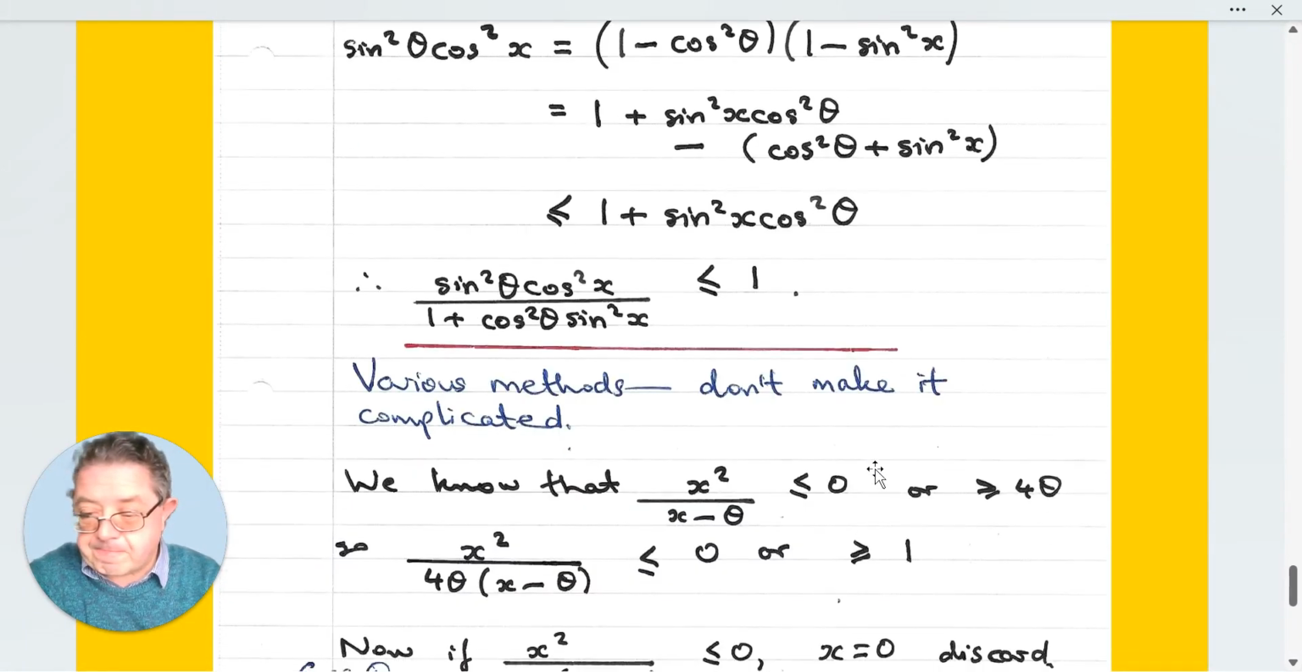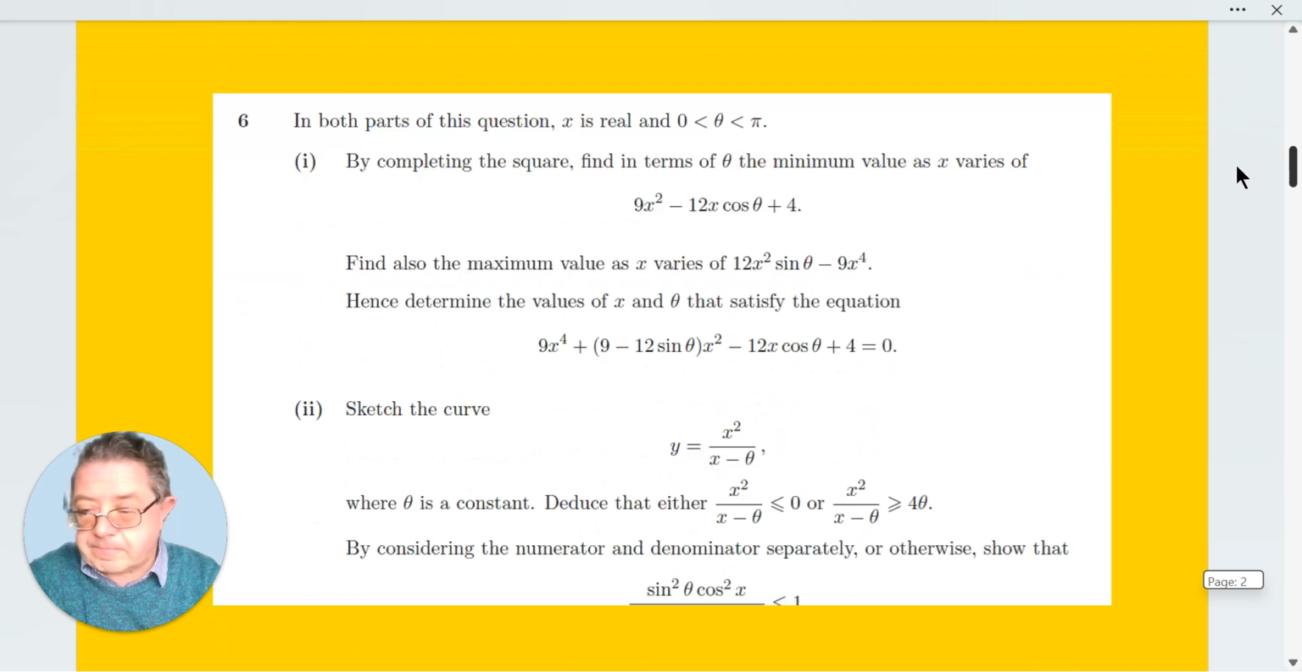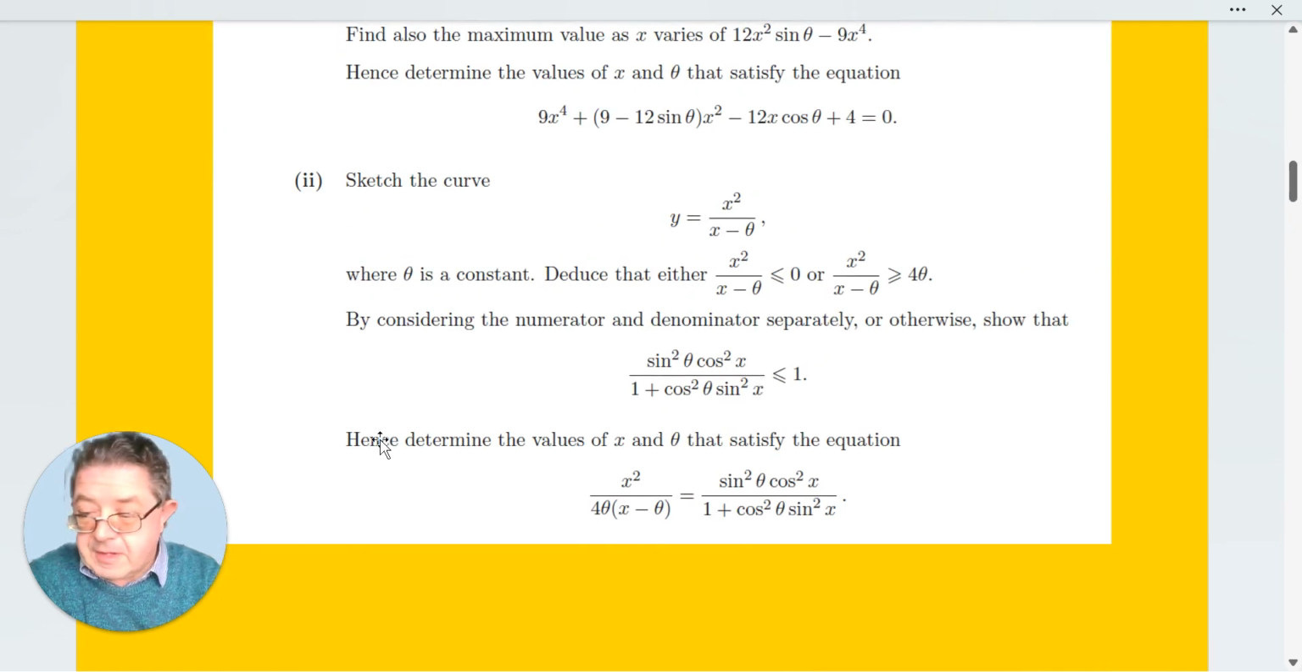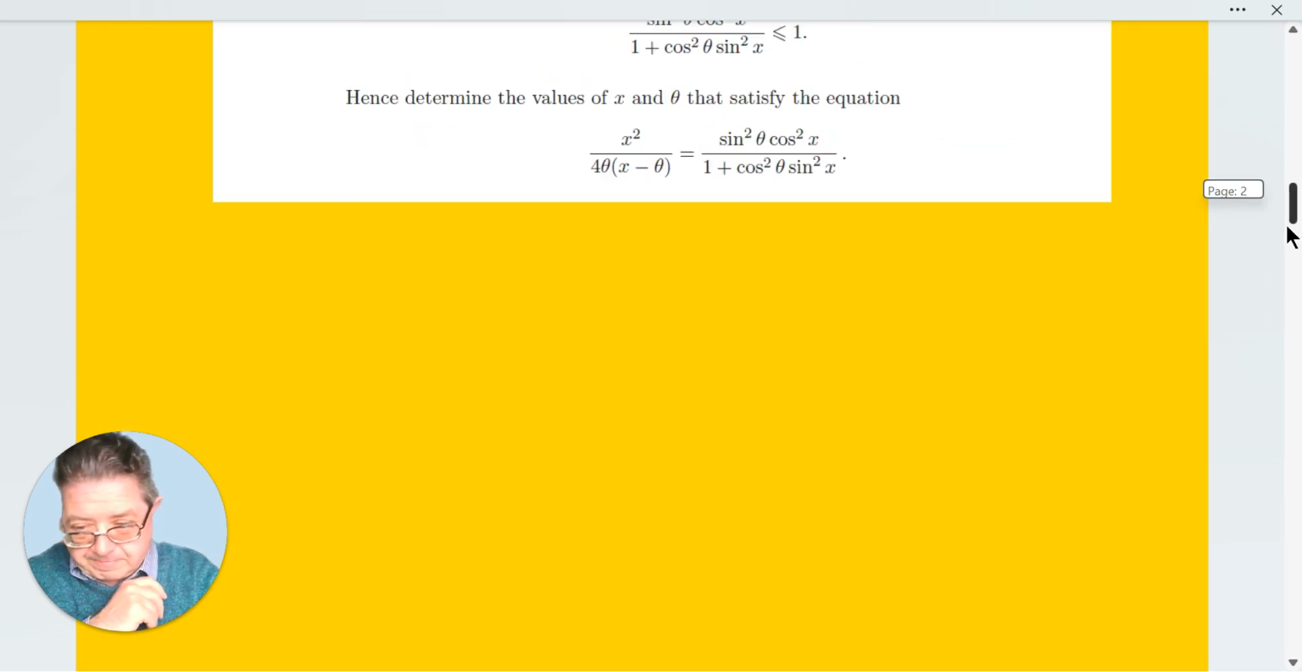Next part. Hence, determine the values of x and θ that satisfy the equation x squared over (x − θ) equals the given expression. Now we've just shown that x squared over (x − θ) is less than or equal to 0 or greater than or equal to 4θ. So our left-hand side will be less than or equal to 0 or greater than or equal to 1, which means our right-hand side is less than or equal to 0 or greater than or equal to 1.